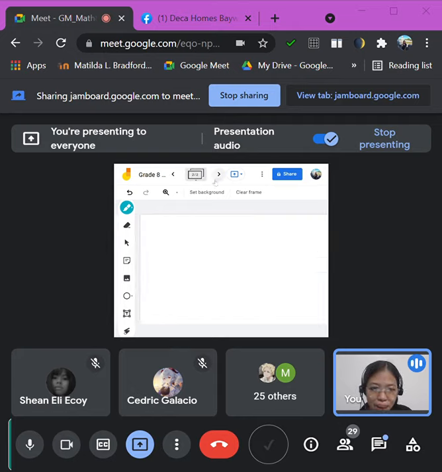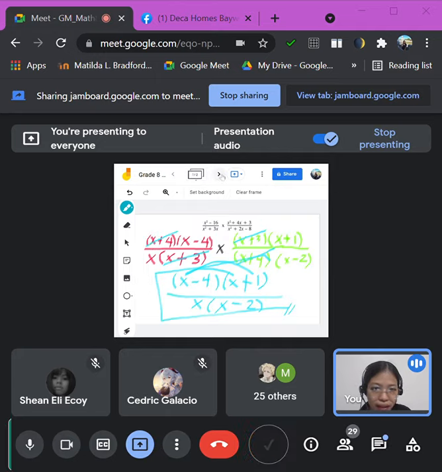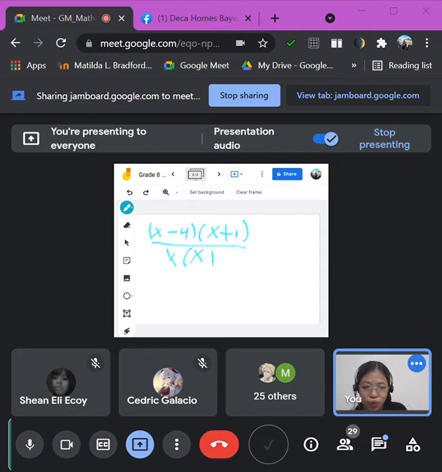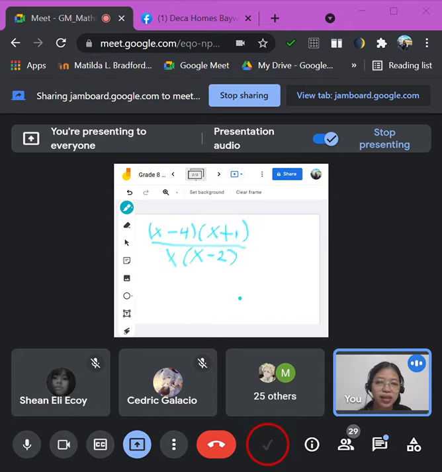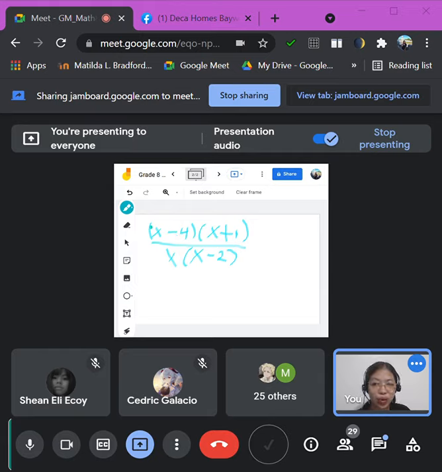Okay, so for example, atong isuwat dinhi ang answer, we have x minus 4 times x plus 1, and then over x times x minus 2. Sakto ba, class? Okay, so what if, teacher, wala lagi niya ang answer sa atuang choices? Ang inyong buhaton is you're going to do FOIL method.